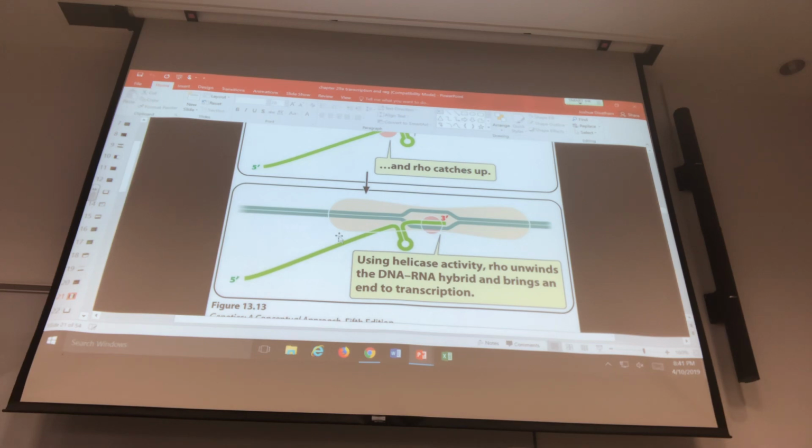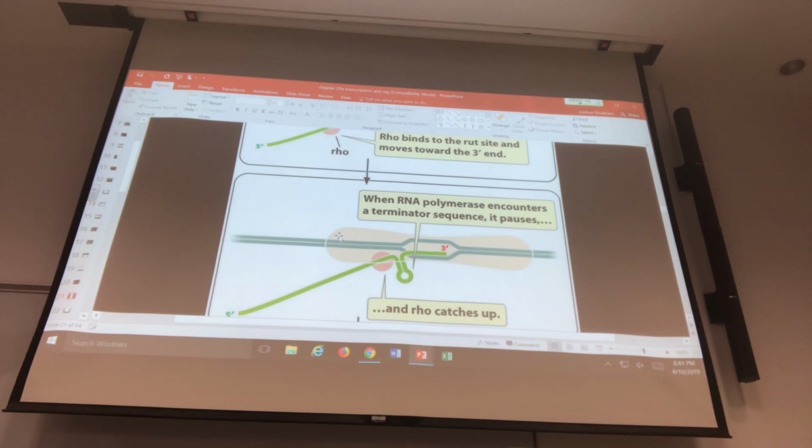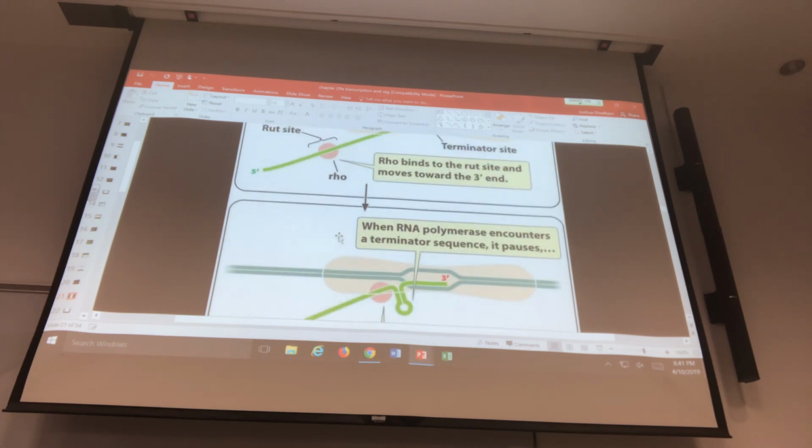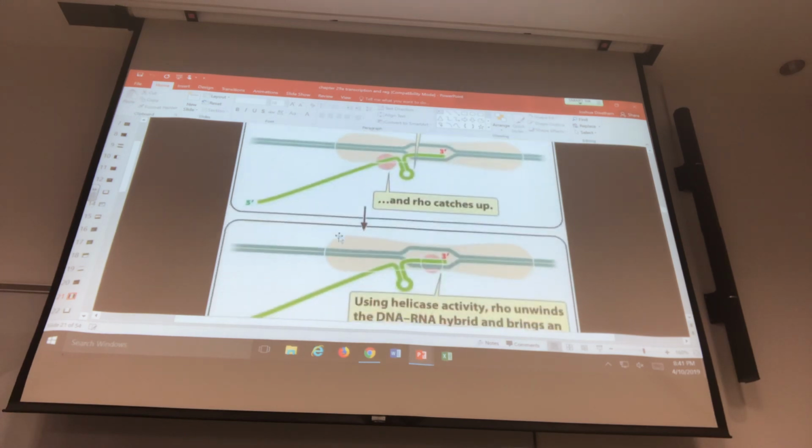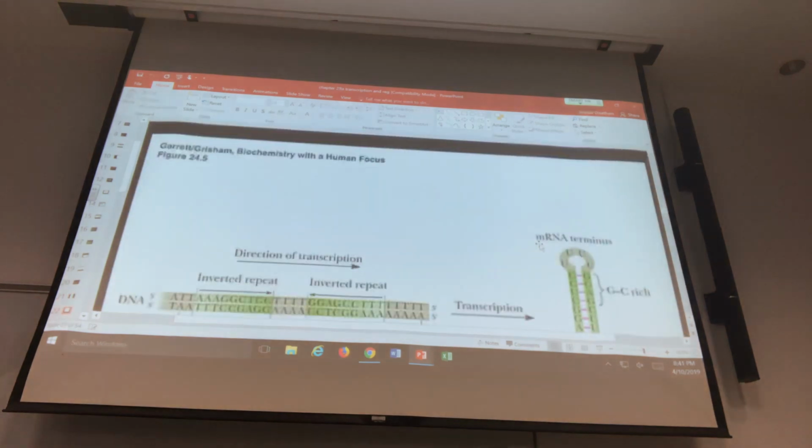Yes? So Rho binds to the RUT how? Through a consensus sequence? Yep, a consensus sequence, which you don't have to memorize either. But yes, that is exactly right. The RUT site contains a consensus sequence for the Rho protein.